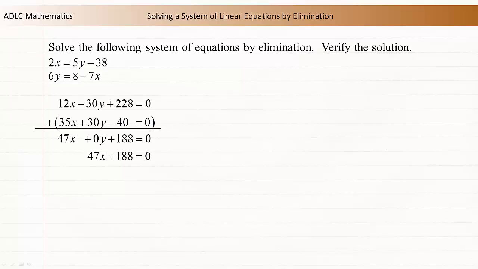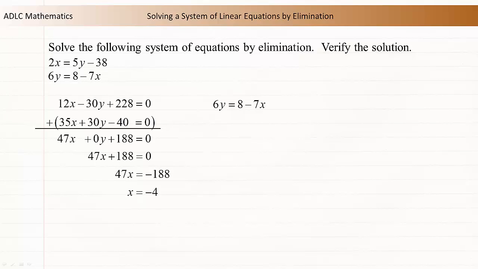We can now solve for x. Subtract 188 from both sides of the equation and divide both sides by 47. X equals negative 4. The remainder of the solution parallels the substitution method. Now that we know the value of x, we can determine the value of y by substituting negative 4 into any equation that contains both an x and a y.